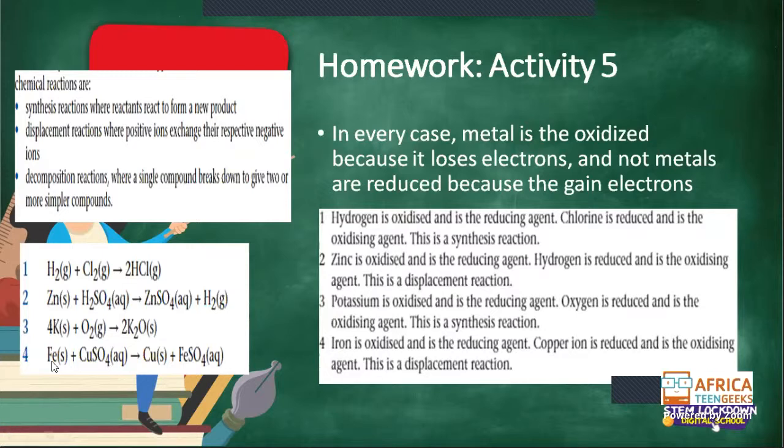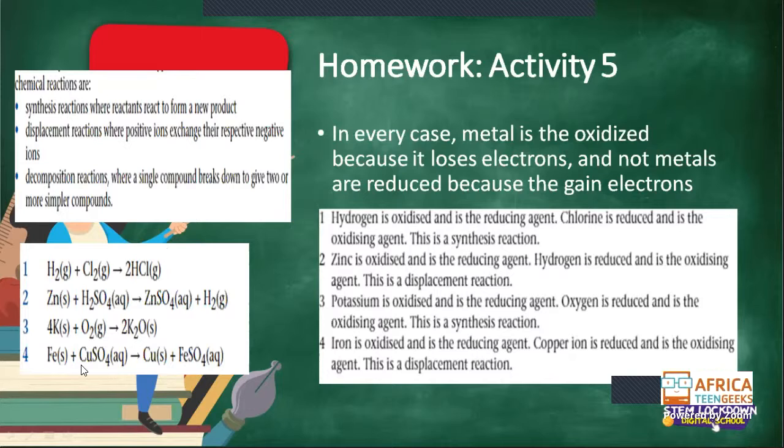Number four, it's Fe plus CuSO4. Already we can see this is a solid. So solid goes with metal, and that becomes oxidized. And if this is oxidized, the other one is reduced. If this is oxidized, it means that it's a reducing agent. If this copper is reduced, it's an oxidizing agent.